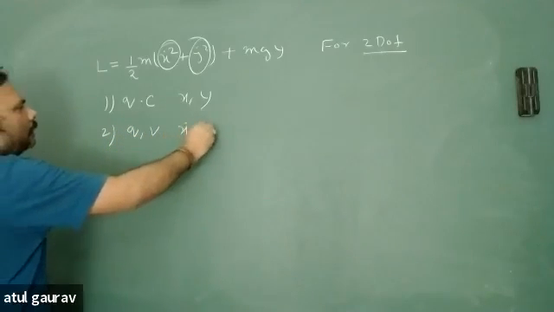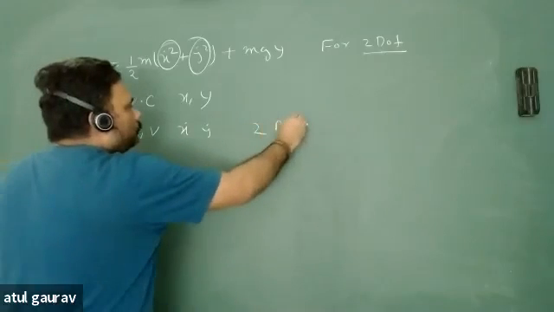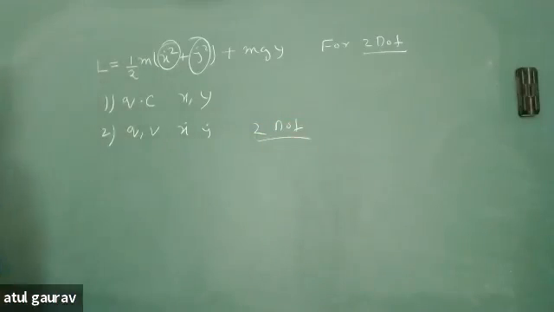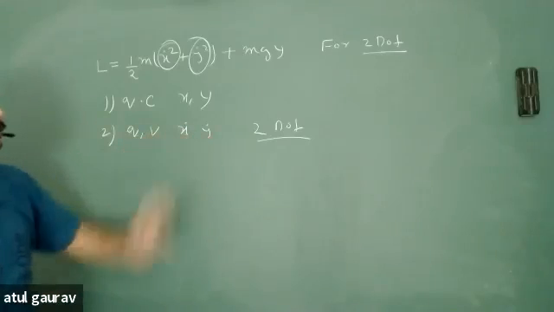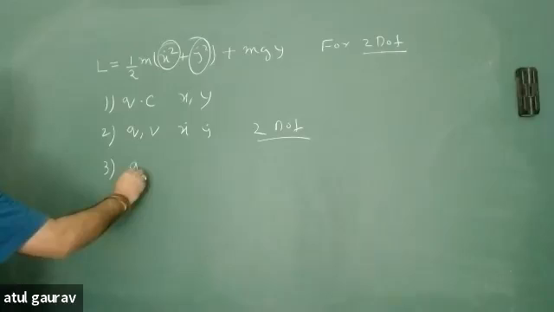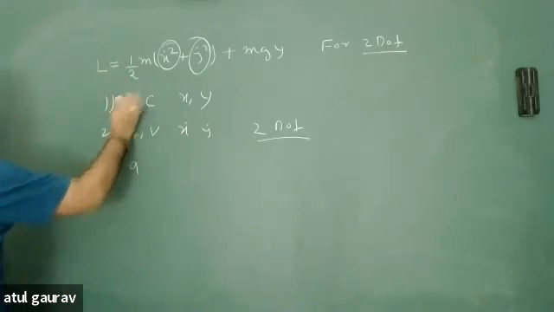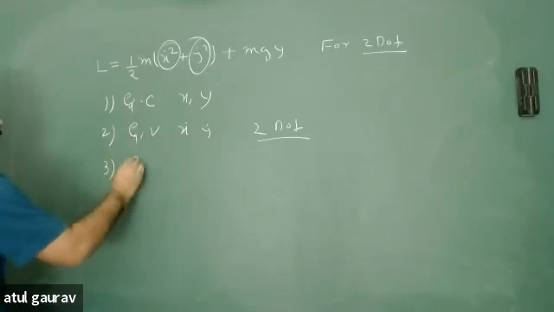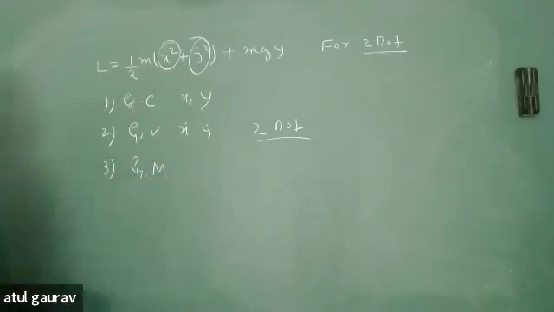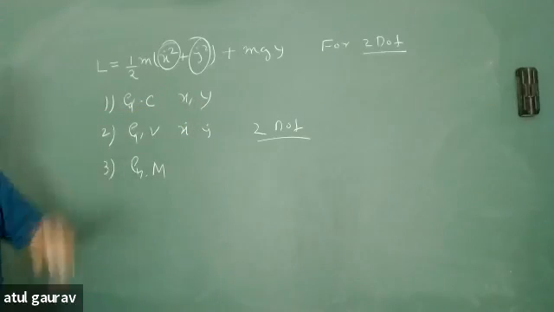Obviously, x dot, y dot, because there are 2 degrees of freedom, 2 independent motions. Now, what is generalized momentum? Sorry, generalized coordinate, generalized velocity, generalized momentum. So we have generalized coordinates x and y, so we have 2 momenta.